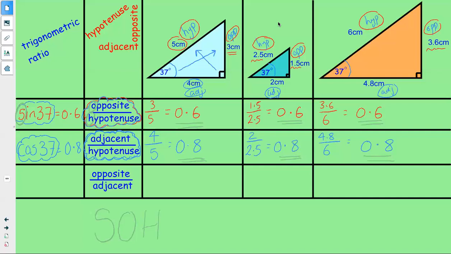I'm going to do what I did a little second ago. I'm going to take the first letter here, which is C, first letter of my adjacent, which is A, first letter of my hypotenuse, which is H.